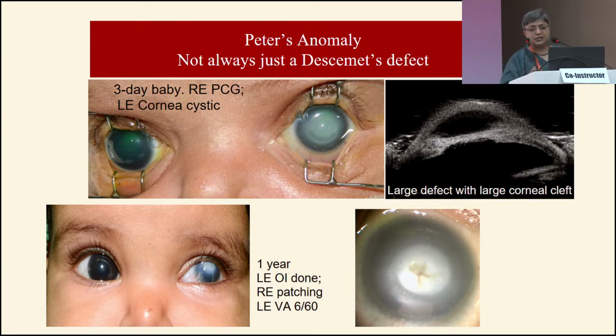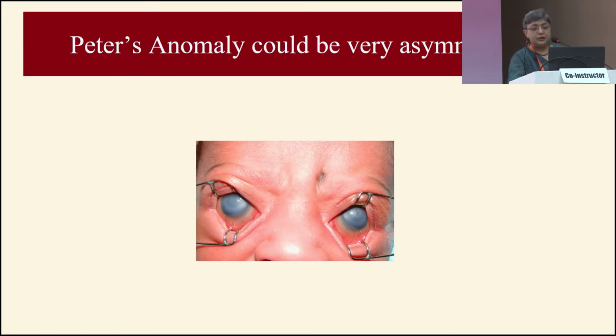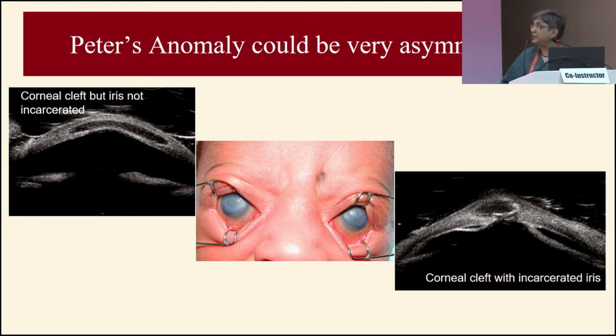So these phenotypes overlap. You can have Axenfeld in one eye and Peters in the other with the same genetic mutation, because each one of them is interrelated. They regulate each other. So the phenotypes might be different in two eyes of the same baby. Now, even if it's the same disease, it could be very, very asymmetric. And that's where the UBM helps. So you can see there are Descemet's defect and there are corneal clefts in both eyes.